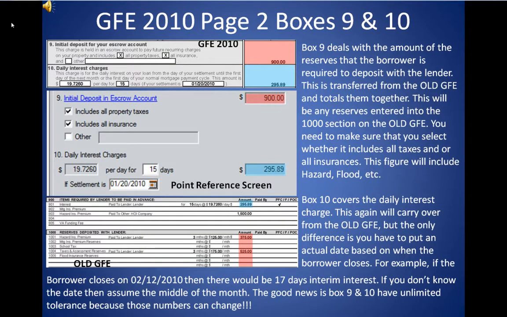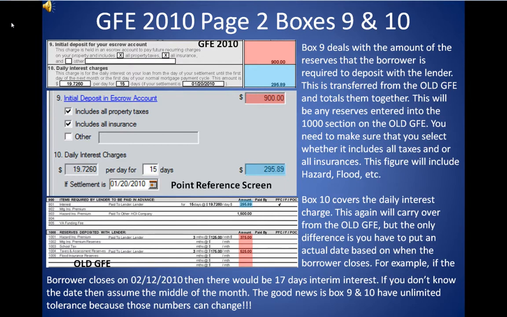Boxes 9 and 10 on the Good Faith page 2 cover the reserves deposited with the lender and the interest per diem that the customer is going to pay. All of these figures in boxes 9 and 10 will carry over from the old Good Faith onto the new Good Faith. The only thing you'll have to enter any information for is the settlement date for the per diem interest. For instance, if you say you're going to pay 10 days, obviously the settlement will be 10 days before the end of the month. So just make sure you put the proper date in.